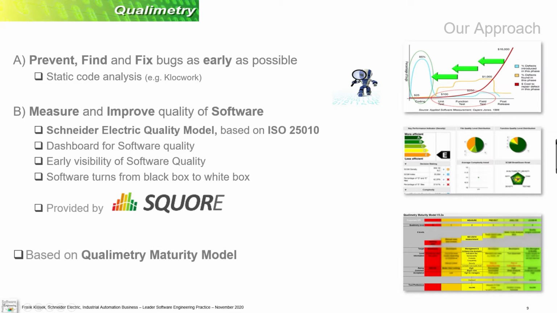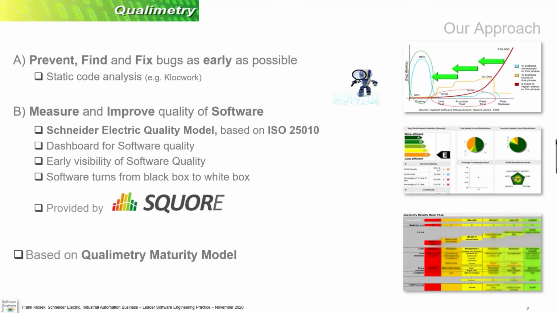And the second pillar is about measuring and improving the quality of software. It's a very high statement, that's clear. So we are using an internal software quality model, which is based on ISO 25010, which is the de facto standard of what is quality in software. It's a successor of 9126. Just to talk a little bit about numbers.